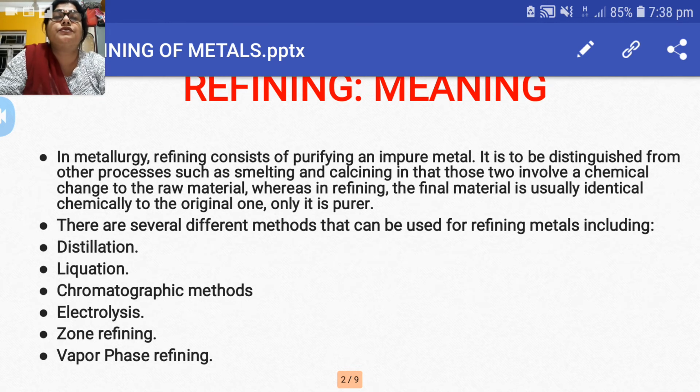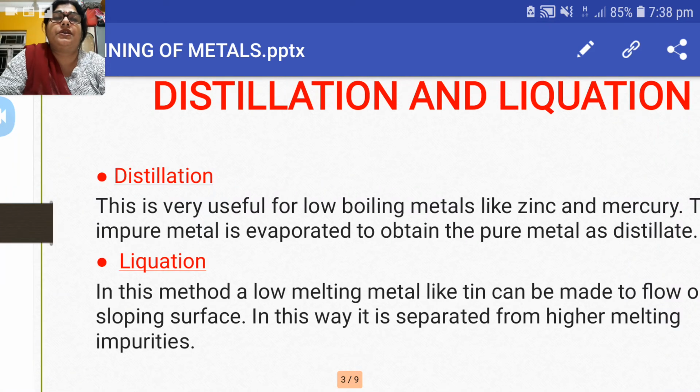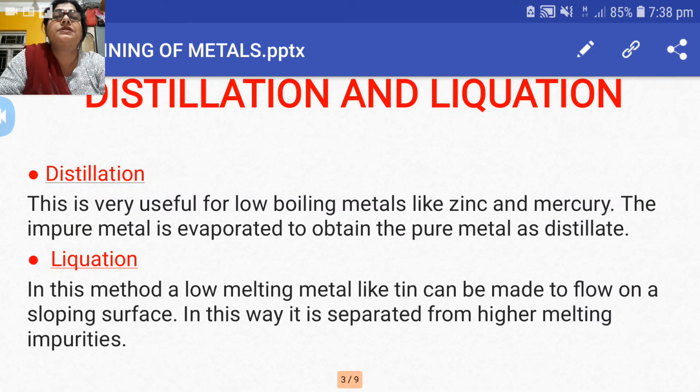So the first process which we will go through is distillation. Distillation is useful for metals like zinc and mercury, as they have a very low boiling point. The impure metal is evaporated to obtain the pure metal as the distillate. So through a simple process of distillation we can purify our impure zinc or mercury.